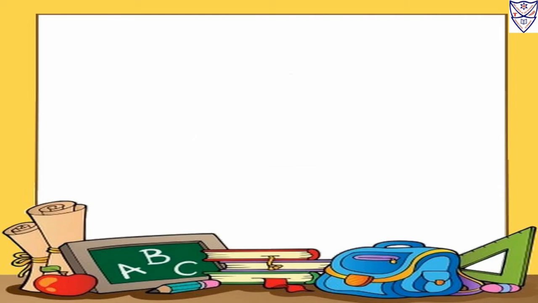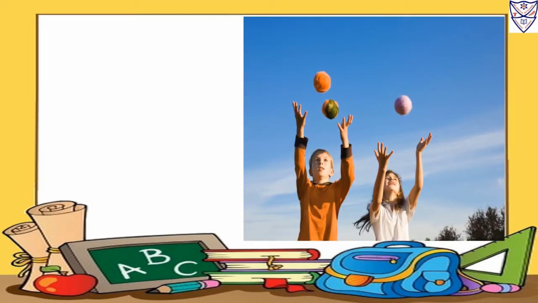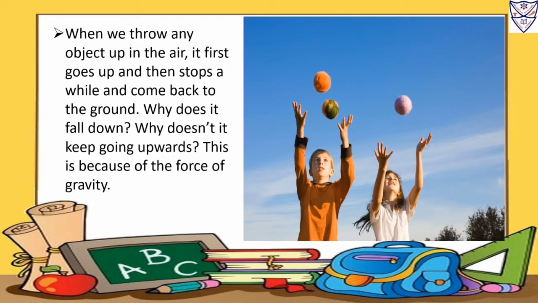Next topic, gravity. When we throw any object up in the air, it first goes up and then stops a while and comes back to the ground. Why does it fall down, children? Why doesn't it keep going upward? Yes, this is because of the force of gravity. In this picture you can see the children are throwing a ball up. After some time it's coming down. Why? Because of the force of gravity.